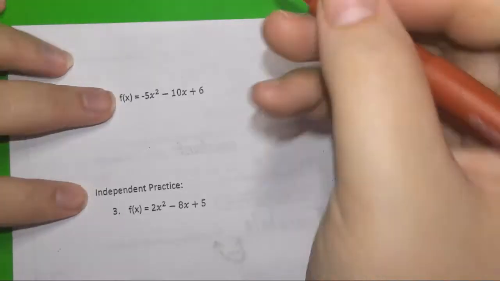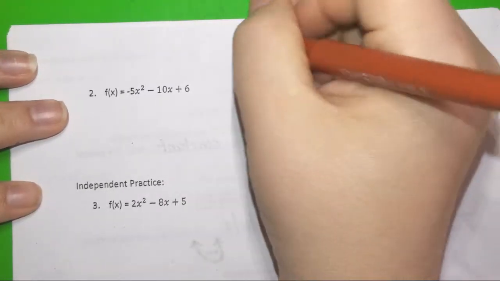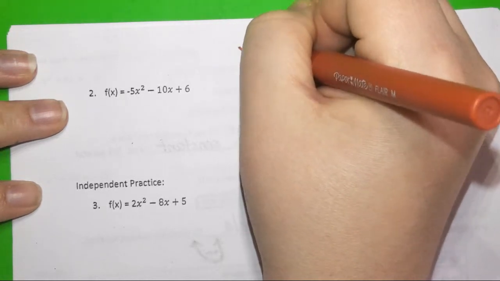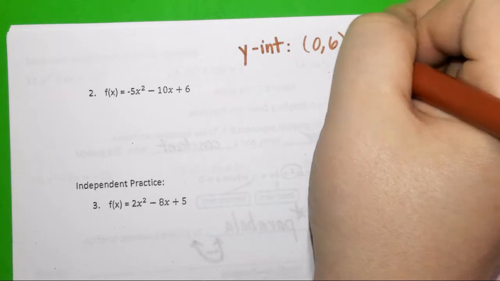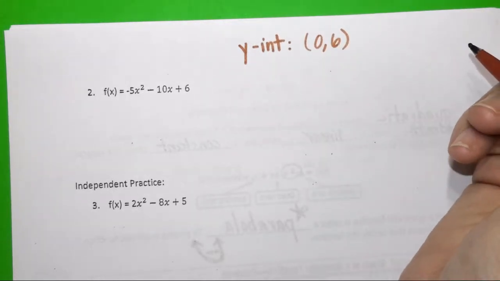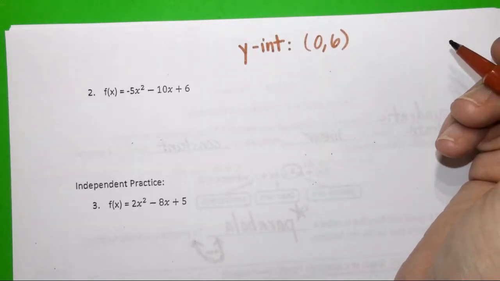For instance, before we even graph this, I already know the y-intercept. What is the y-intercept on number 2? So I know it's 0, 6. So you see, some things are so easy, you don't need to graph, you don't need anything but your brain.